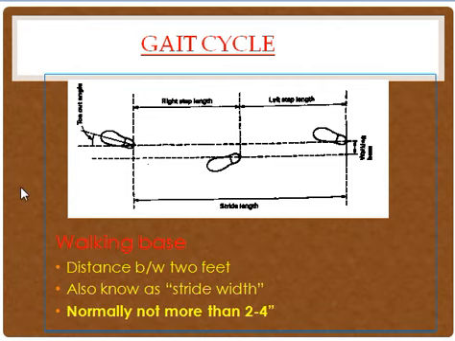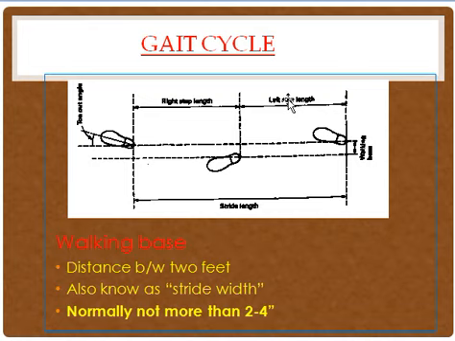Now next is the walking base. Walking base is the distance between the two feet. This is one foot and this is the other foot. And the distance between the two, that is this distance, is the walking base. It is also called stride width. Stride width is normally not more than 2 to 4 inches.